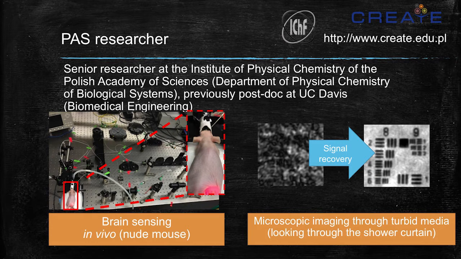Currently I am a senior researcher at the Polish Academy of Science, specifically at the Institute of Physical Chemistry. On a daily basis, I develop prototypes for sensing and imaging in turbid medium, especially for sensing brain activity. We are also trying to image through scattering layers, which is typically impossible, and we are trying to improve this imaging using light modulation.